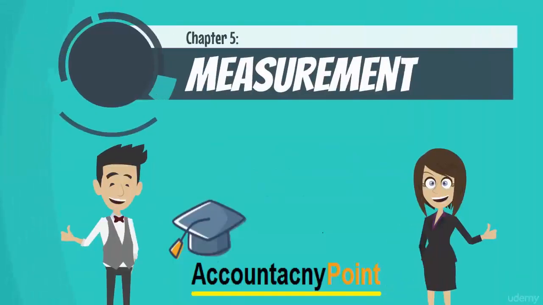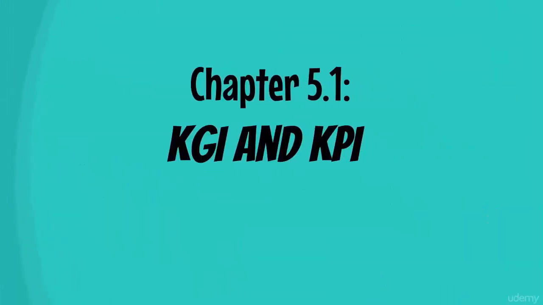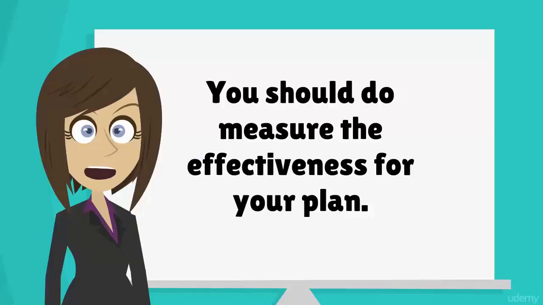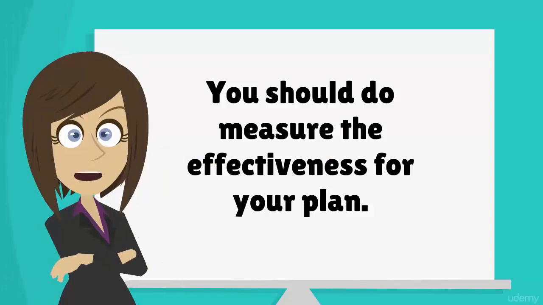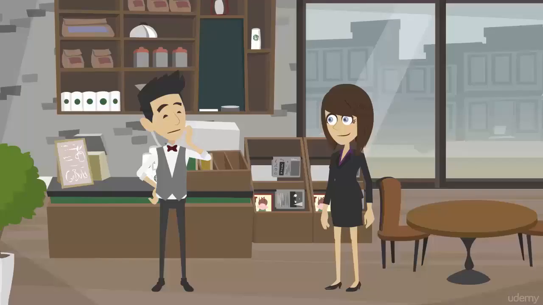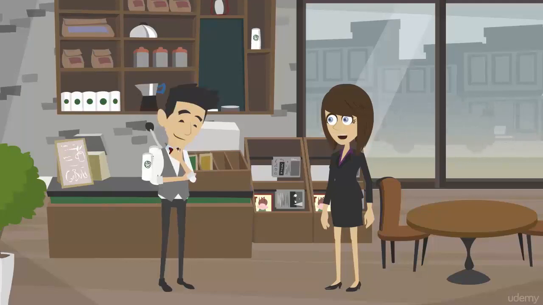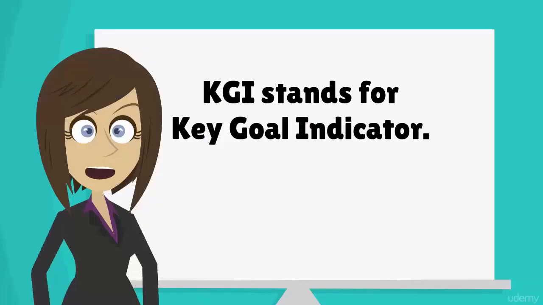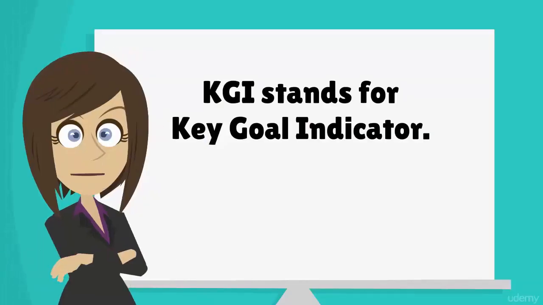Chapter 5, Measurement. Chapter 5.1, KGI and KPI. What should I do after implementation? You should measure the effectiveness for your plan. I see. How will I do that? You can use KGI. KGI. Yeah, KGI stands for Key Goal Indicator.